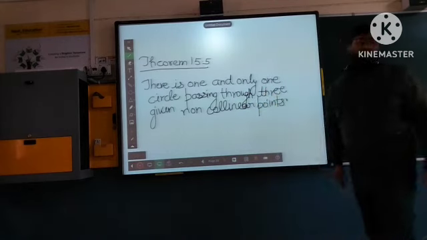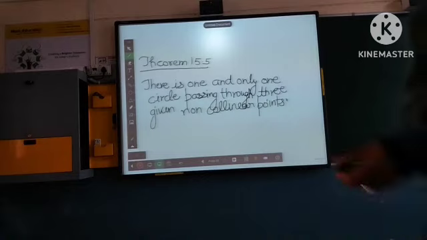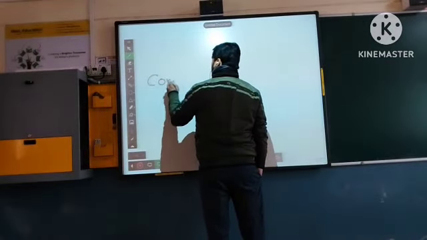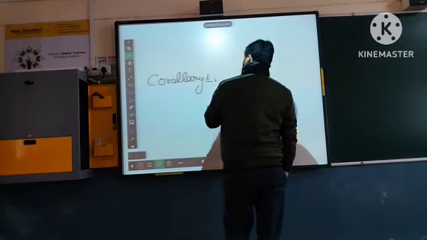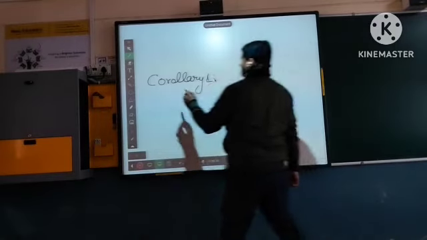Okay, so this is a theorem here, and for this theorem we have got three corollaries also. These all theorems we will be using in one or the other way for proving congruence. So first is corollary 1. Corollary 1 says, in the plane of a circle, the perpendicular bisector of a chord of a circle passes through its center.